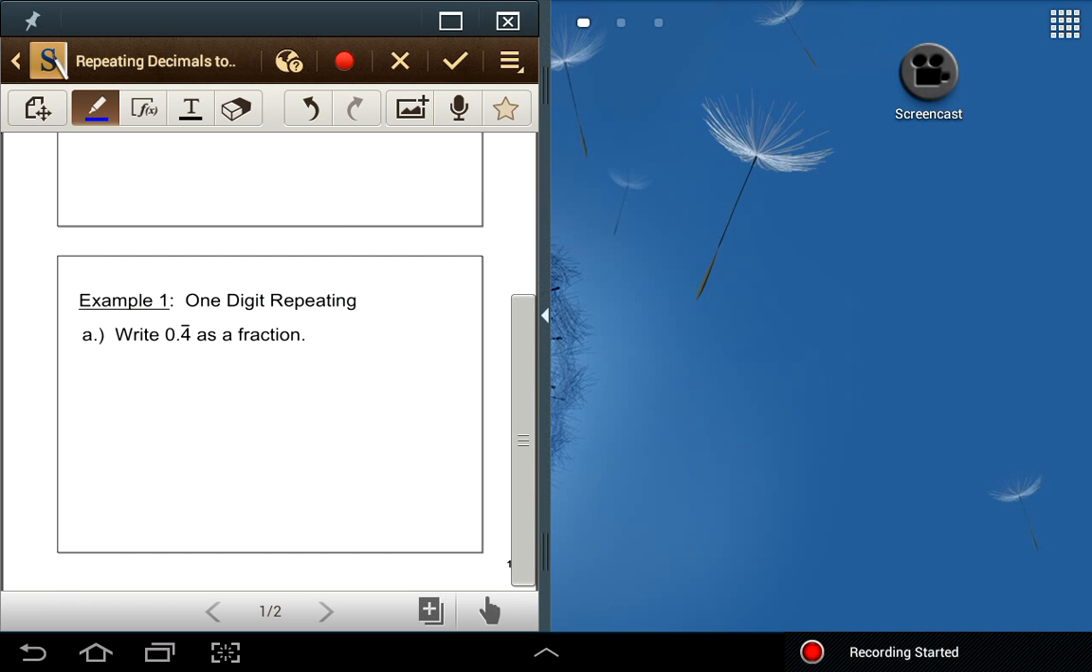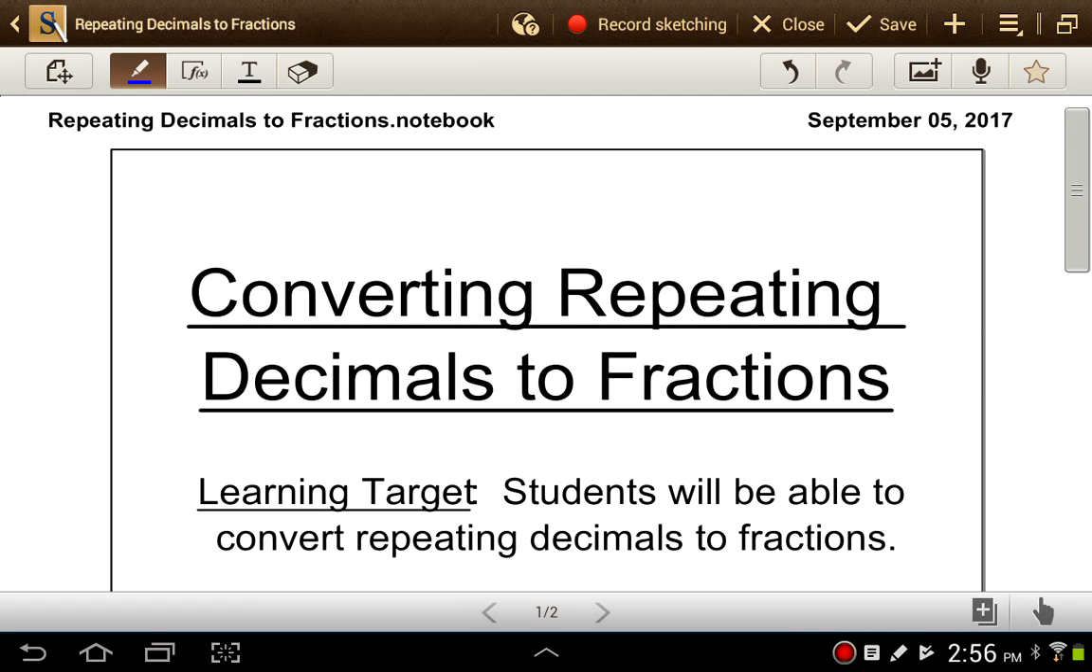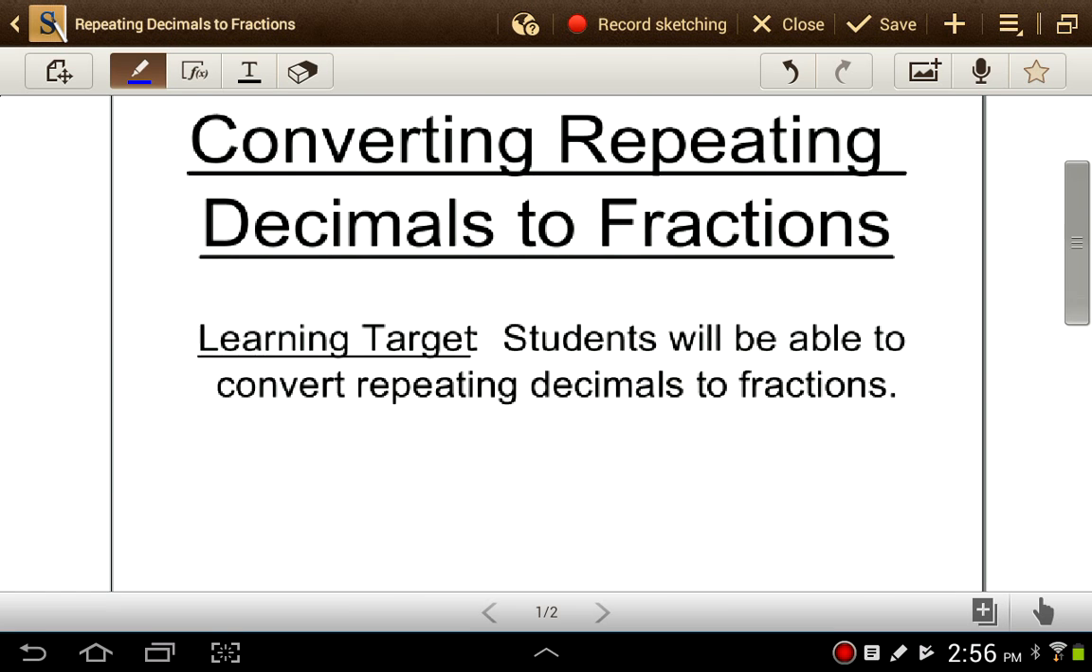Alright guys, welcome to our lesson on repeating decimals to fractions. So make sure you write down the title on the top of your page. I'm going to move on to the first example, so if you need to pause, go ahead. Otherwise, here's your first example.